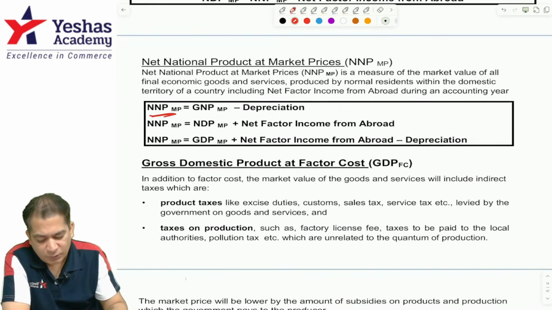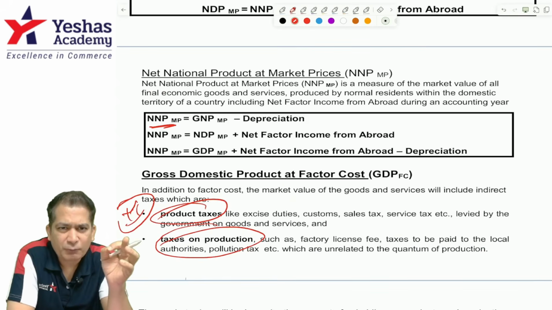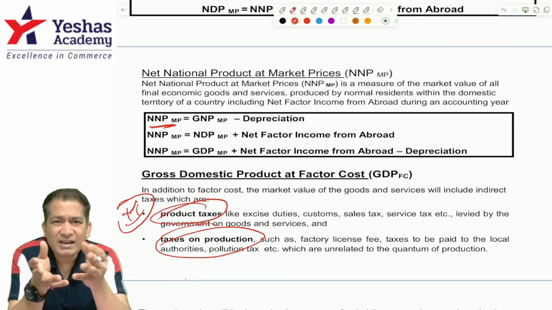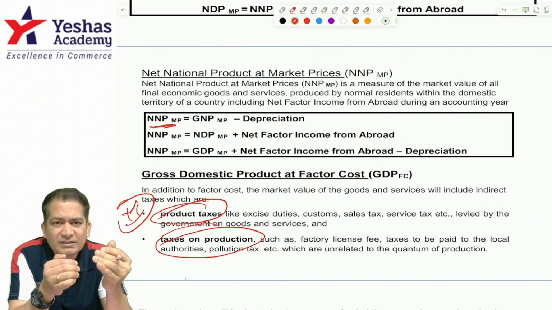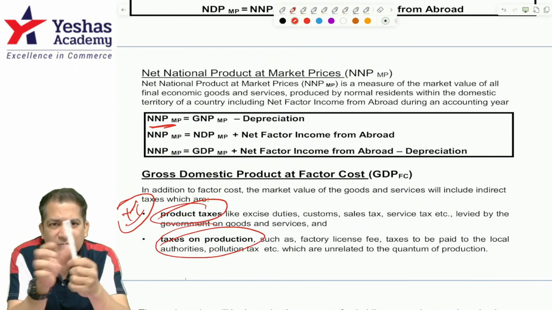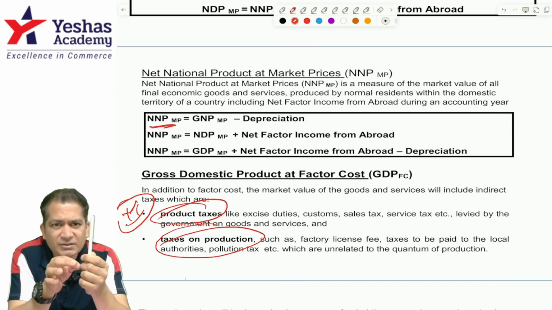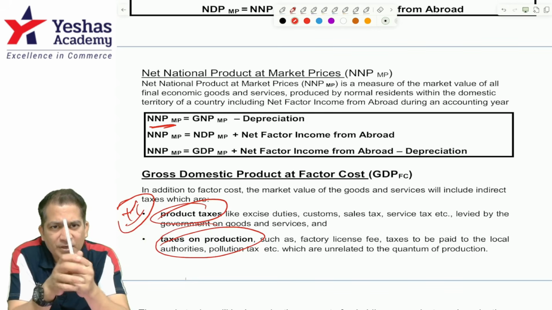Clear? Now there are two types of taxes, product taxes and taxes on production. Remember, on and off they ask one question from here. Product taxes are ad valorem, it means they are levied on value. If the price of the commodity increases, then the tax impact will also increase. For example, if I'm selling this pen at 1000 rupees, and the government says 10% tax, I'll have to charge 100 rupees, so from the consumer I charge 1100 rupees.